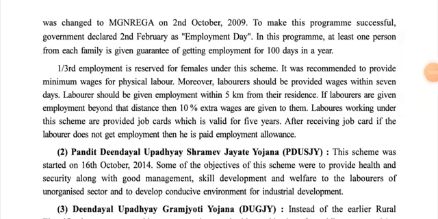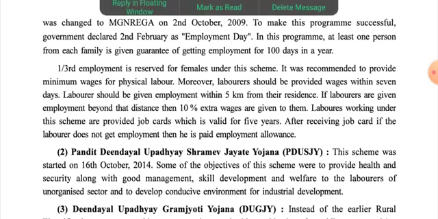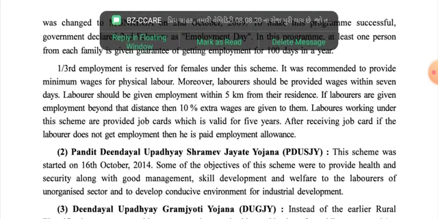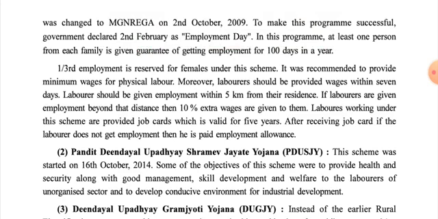Now in this scheme, 1/3 of employment is reserved for females. It means almost 33% of seats are reserved for women of backward districts. It was recommended to provide minimum wages for physical labor. It means as per government norms, if the per day physical labor wage is 200 rupees, then it is recommended that they give a minimum of 200 rupees per day of physical work.